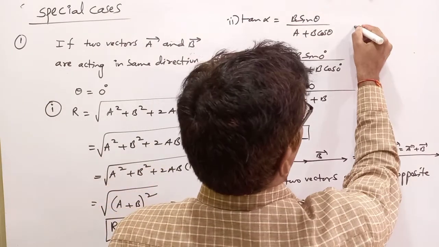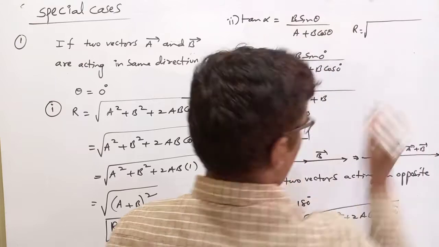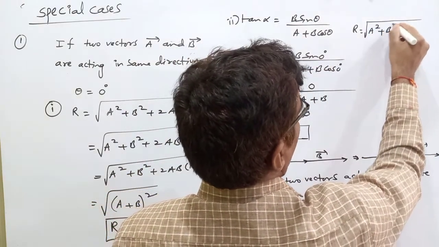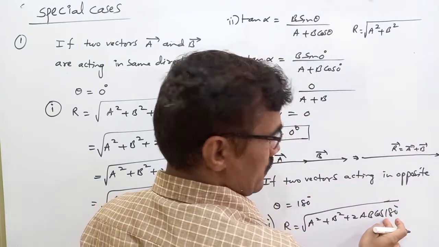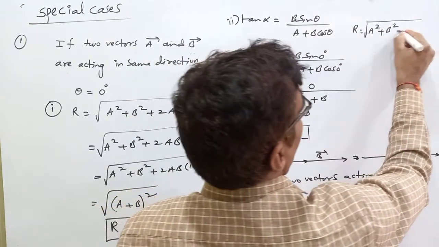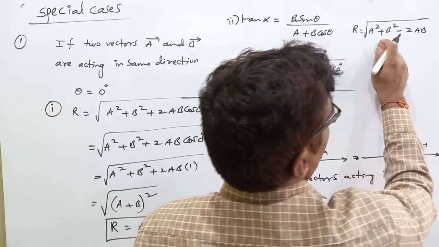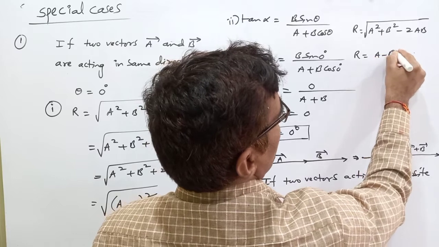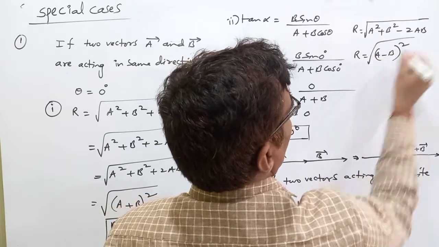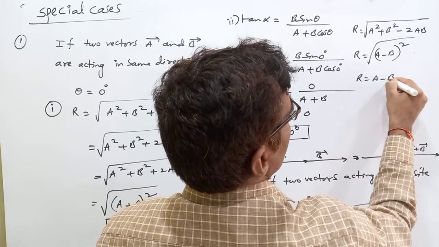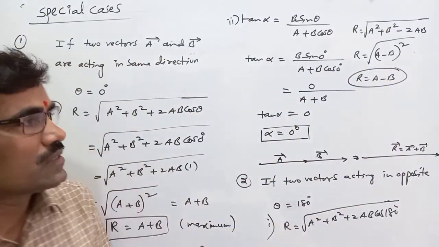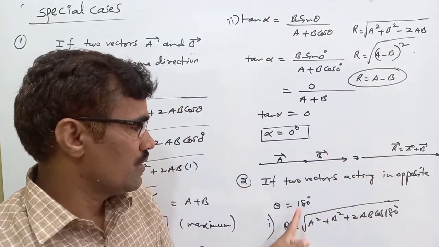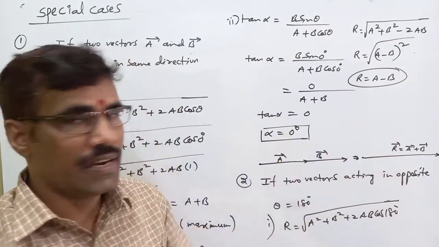So R is equal to root over A square plus B square plus 2AB times minus 1, that is minus 2AB. This is the expression of A minus B whole square. R is equal to A minus B whole square under root, so R is equal to A minus B. This is the magnitude of the resultant vector of two vectors when the angle between them is 180 degrees.